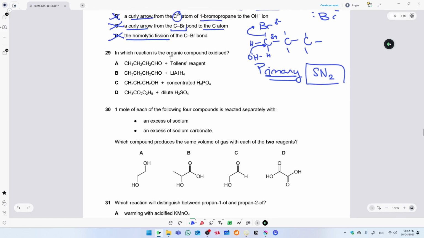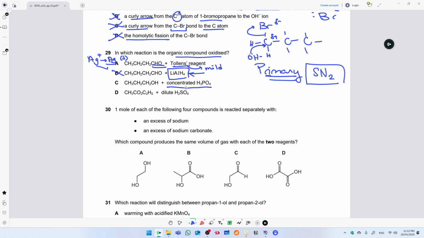In which reaction is the organic compound oxidized? So Tollens reagent is actually ammoniacal silver nitrate, which is a mild oxidizing agent. It oxidizes the aldehyde, and the Ag plus is reduced to make Ag, which is a silver mirror that forms. So A is valid. B, no, LiAlH4 is actually a very strong reducing agent, so it's the opposite.